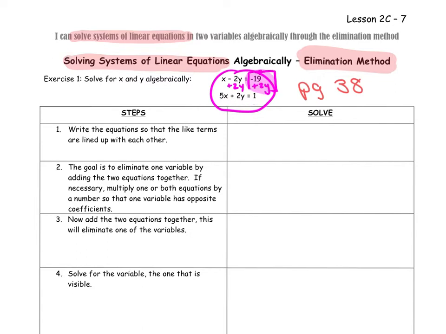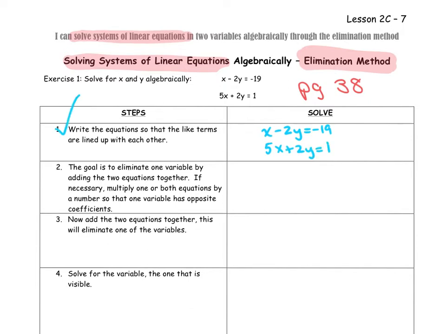So the way that we use the elimination method is we actually want to first make sure that the variables are lined up with each other. So you see how my x's are lined up, my y's are lined up, and the constant is lined up. All right, so we want to make sure that they're lined up. The equations currently are lined up, so I'm just going to rewrite them. So we're off to a good start. Equations are lined up. Okay, let's read our next piece of information.